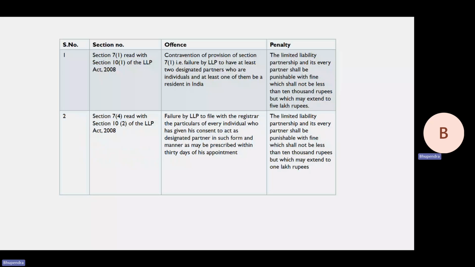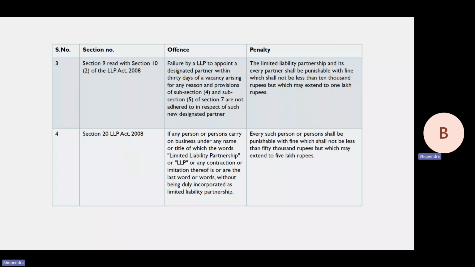Failure by the LLP to appoint a designated partner within 30 days of a vacancy arising for any reason, and provisions of subsection 4 and subsection 5 of section 7 are not adhered to in respect of such new designated partner. The limited liability partnership and its partners shall be punishable with a fine not less than 10,000 rupees, but which may extend to 1 lakh.